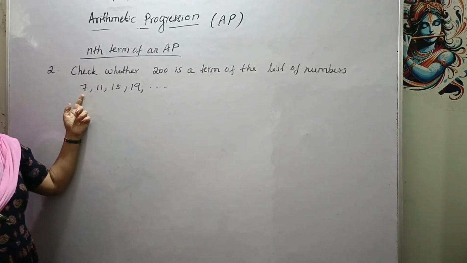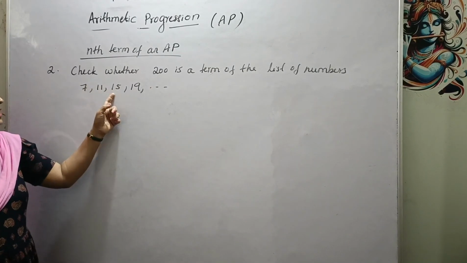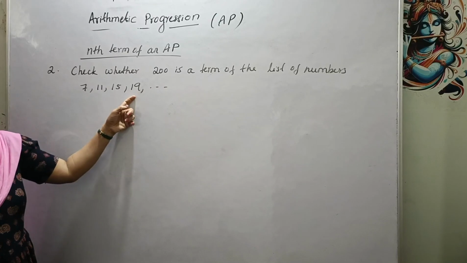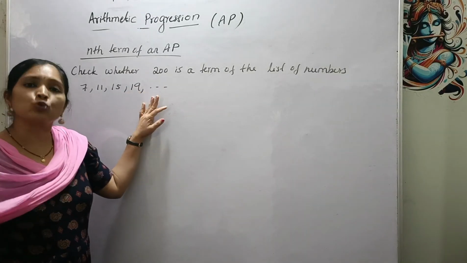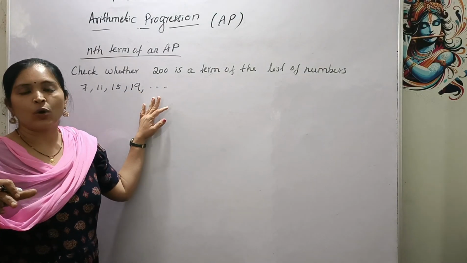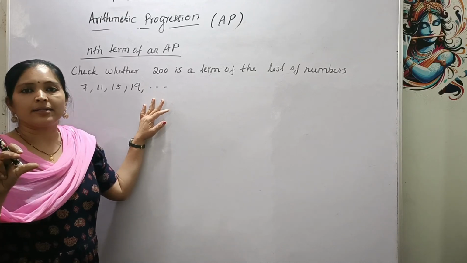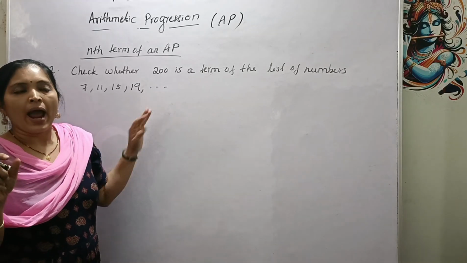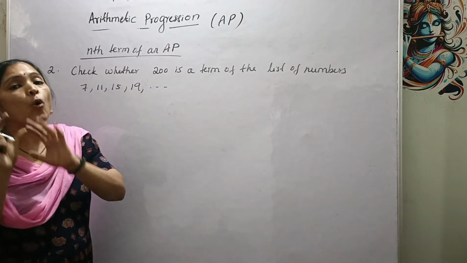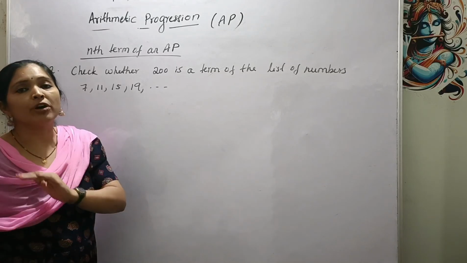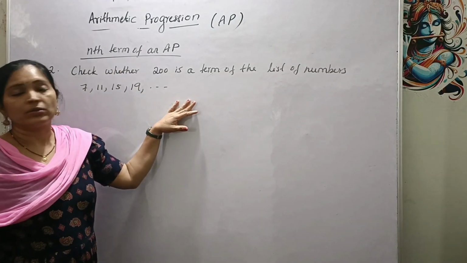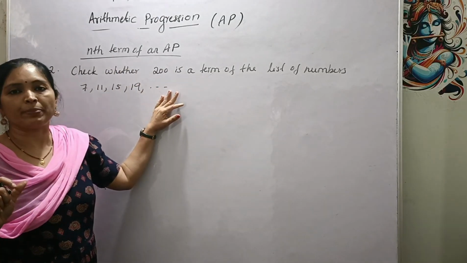Then which term is 200? That is, see, 7 is the first term, 11 is the second term, 15 is the third term, 19 is the fourth term. So which term is 200? That we have to find. Okay, so that means n. We have to find n. And if we get n as a whole number, then we can confirm that 200 is a term of this AP.